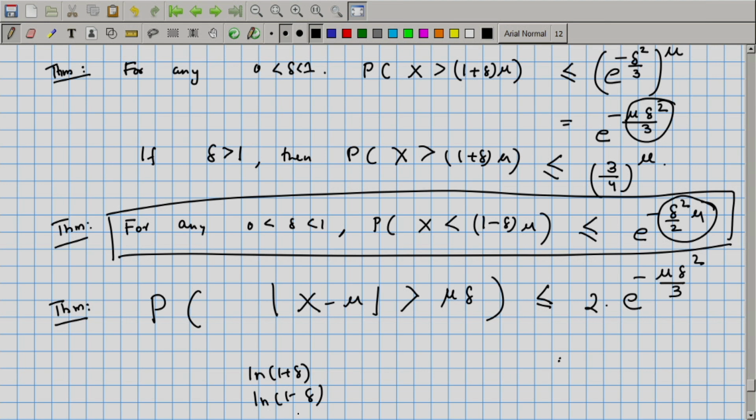Okay, we will stop here for the time being. This concludes our discussion on Chernoff bounds.